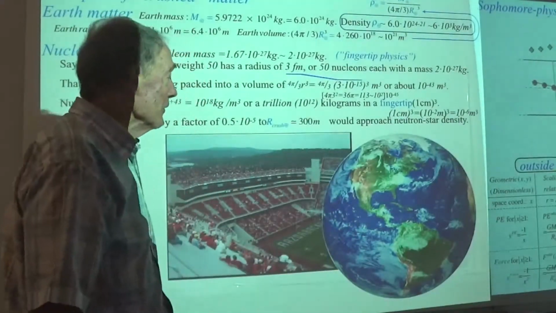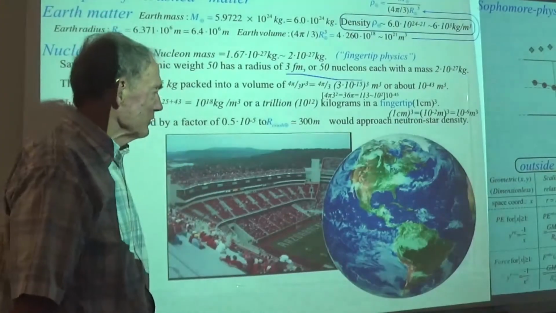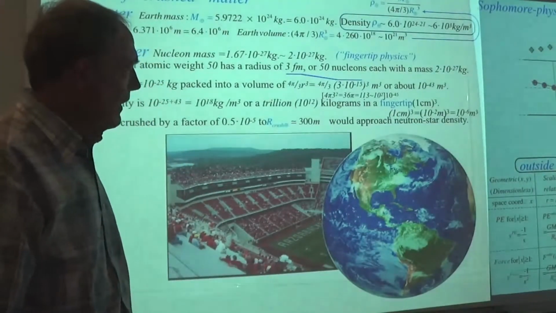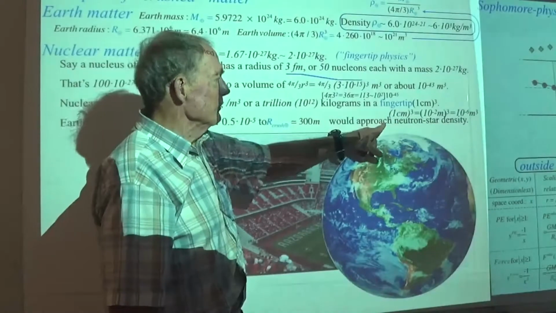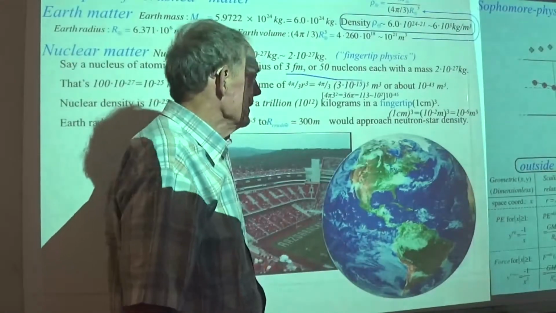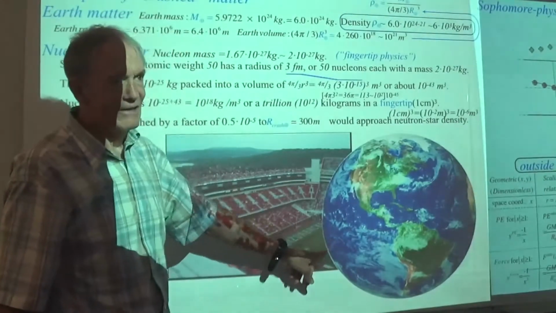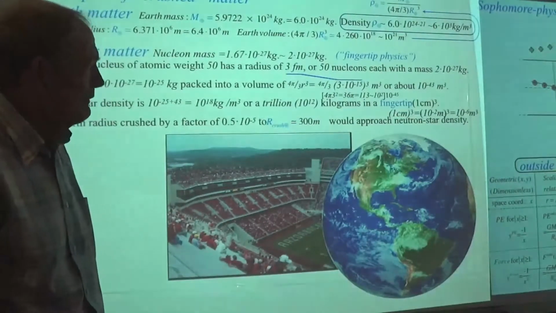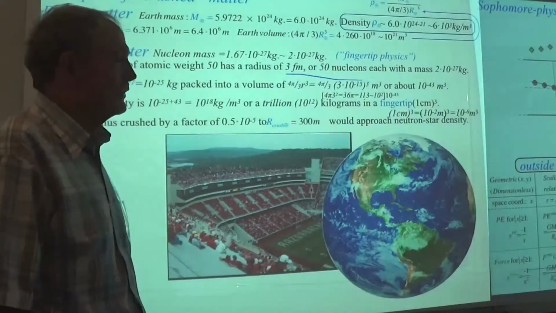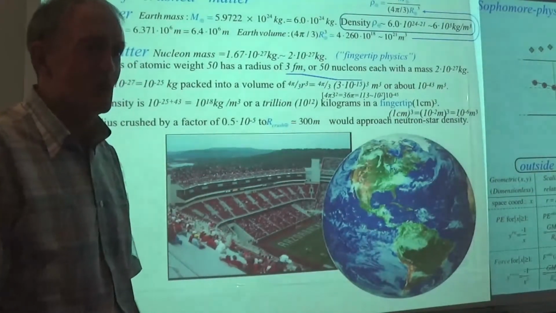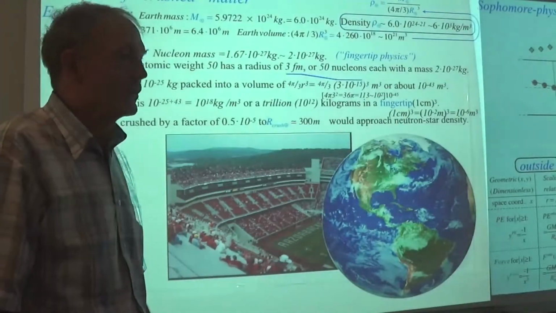If we take the entire Earth and crush it to this degree, to the neutron star degree, that's how big it is. That kind of gives you a feeling for how crushed nuclear matter is. The electrons are just out of here.